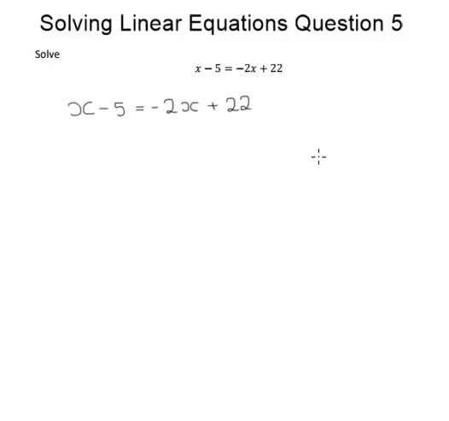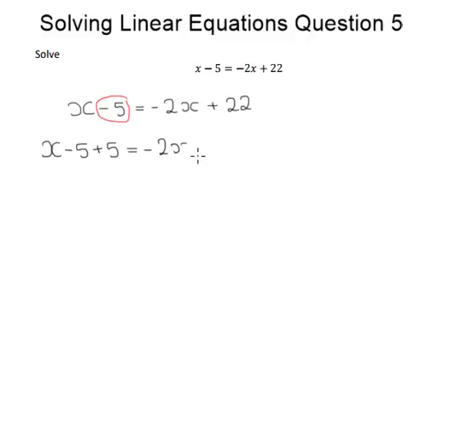Well, you can see that on the left-hand side, we have a minus 5. We want all of the numbers on the right. So if this is minus 5 at the moment on the left, what we need to do is add 5, the opposite, to both sides. So we're going to have x minus 5 add 5 equals minus 2x plus 22 add 5.